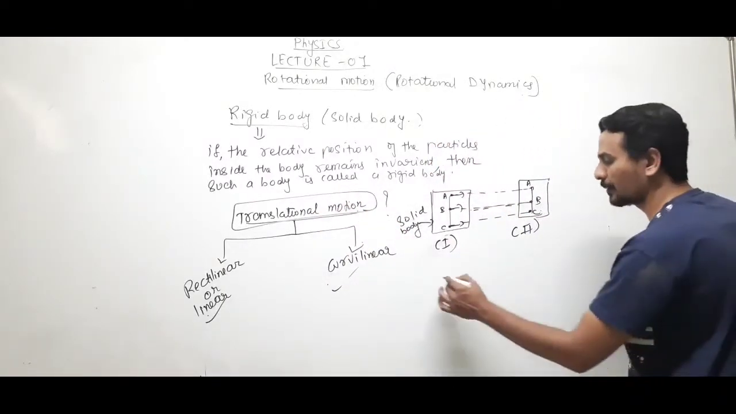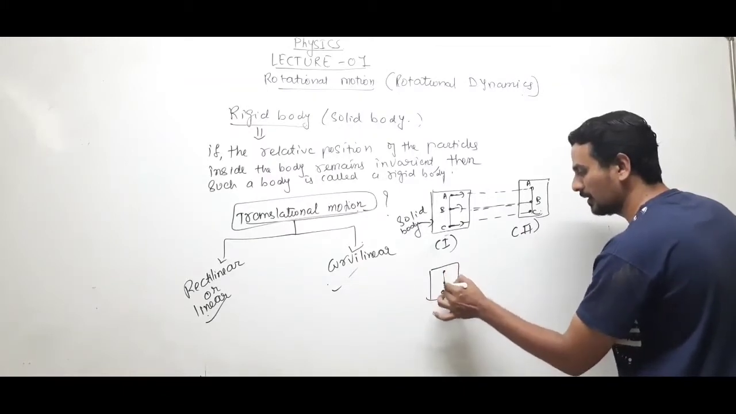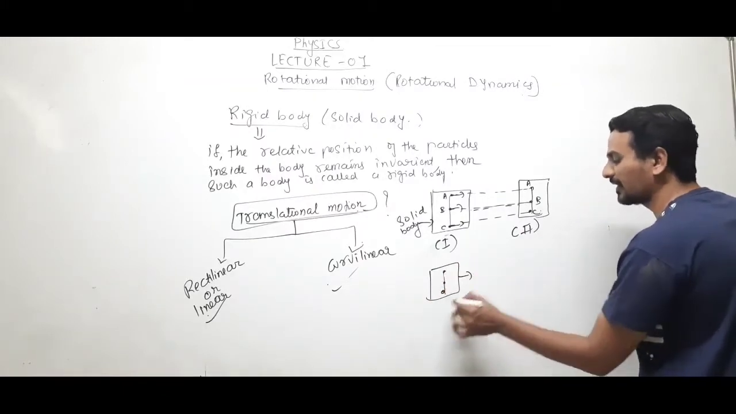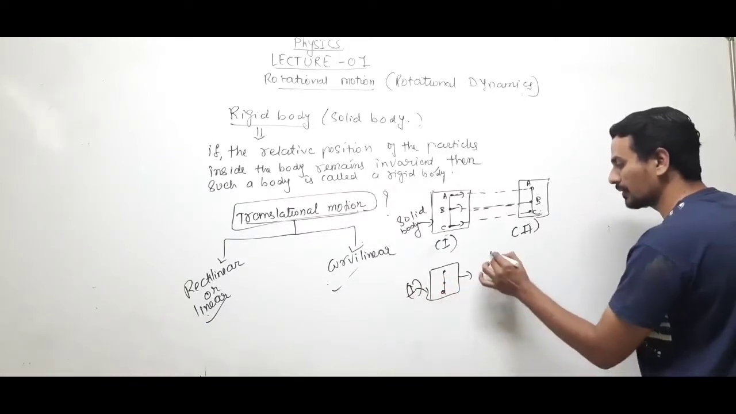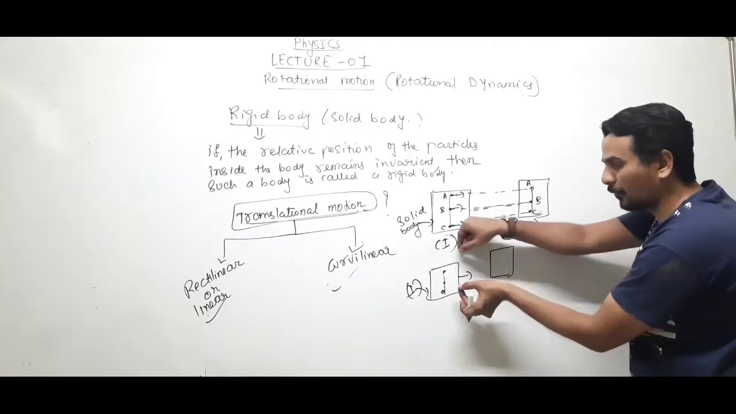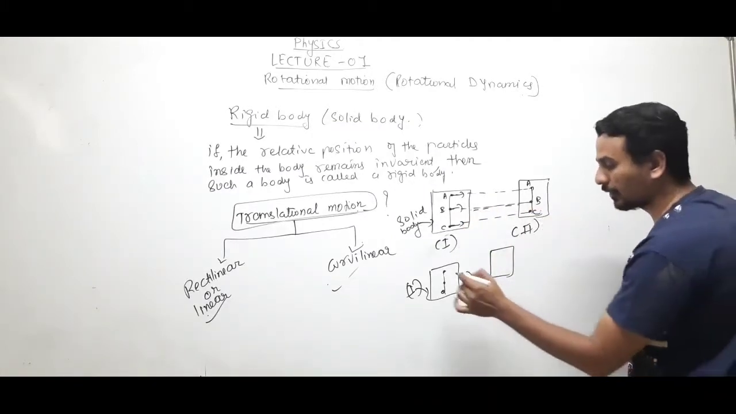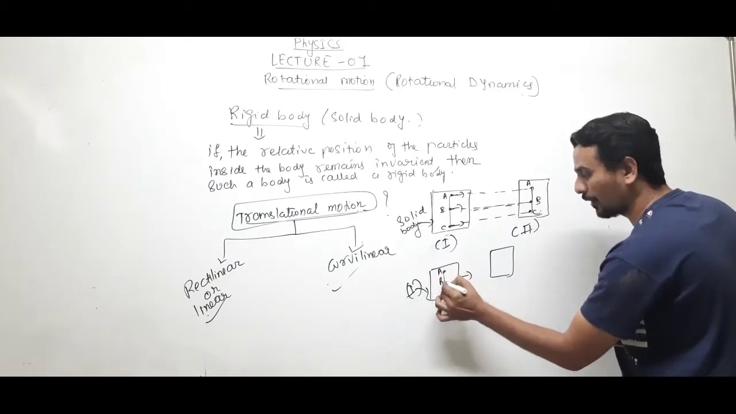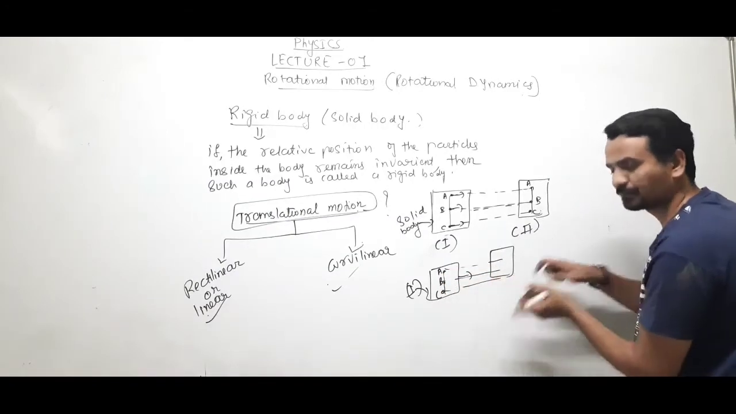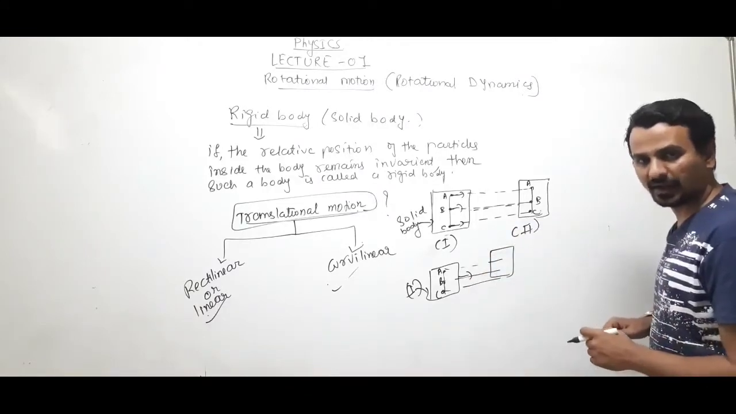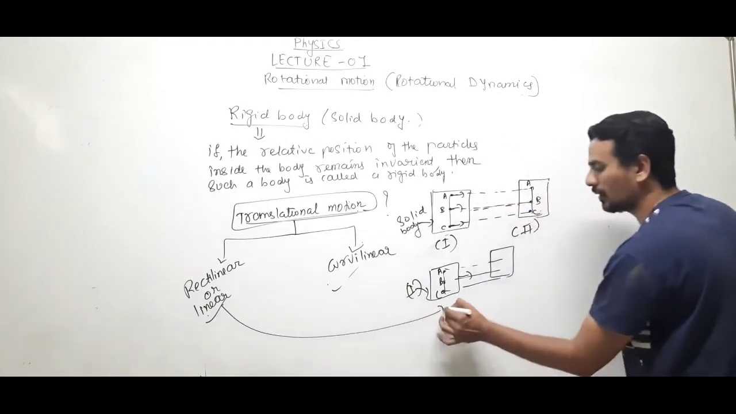Rectilinear motion or linear motion. That means if these particles are moved on a straight line, that means if this body is moved from position 1 to 2 this way, I am moving the body linearly. So of course the particles inside the body must have moved in a straight direction, right?